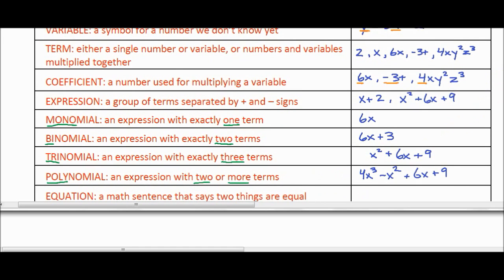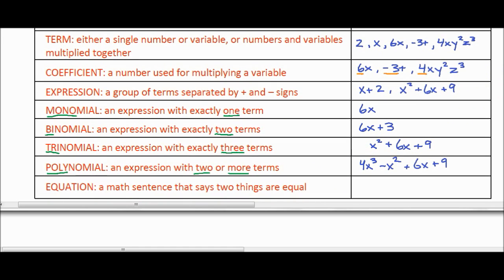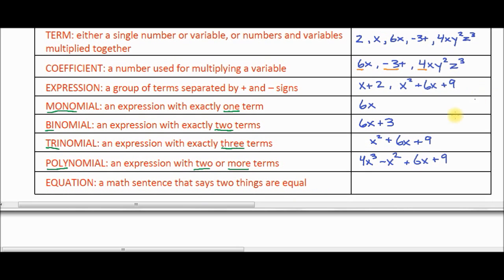I think we got 1 or 2 more to go. I think maybe this is the last one. Yep, it is. Equation. What is an equation? An equation is a math sentence that says 2 things are equal. And I want you to underline this word equal. As soon as you write a math sentence and it has an equal sign in it, you've turned it into an equation. Now take a look at everything we've done so far.